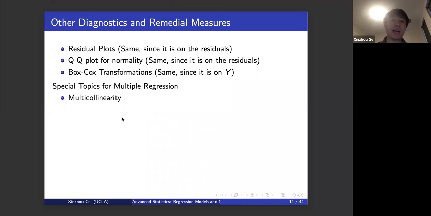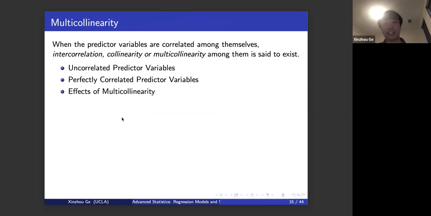The last thing I would like to talk about, which is a special topic for multiple regression, is multi-collinearity. It describes whether some of the predictors are correlated. When the predictor variables are correlated among themselves, intercorrelation or collinearity or multi-collinearity among them is said to exist. They are just terms for the same thing.